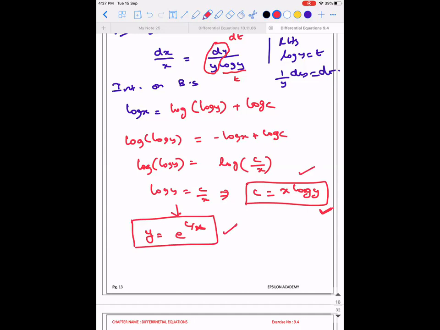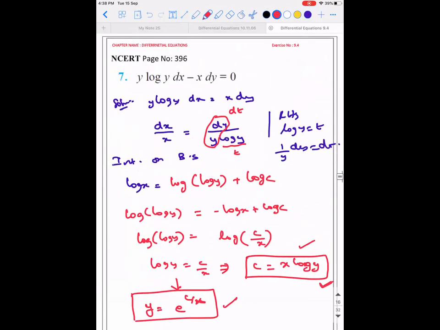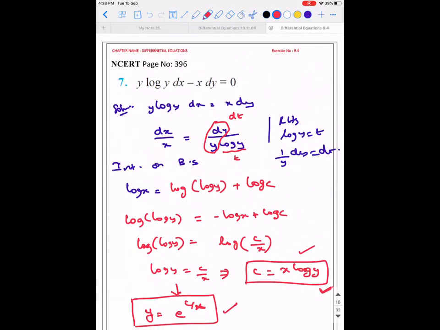Sir, it's e power cx, it's given. E power cx. Yes, sir. No sign mistake, right? Sir, log y is equal to log x plus log c, right? Yes.